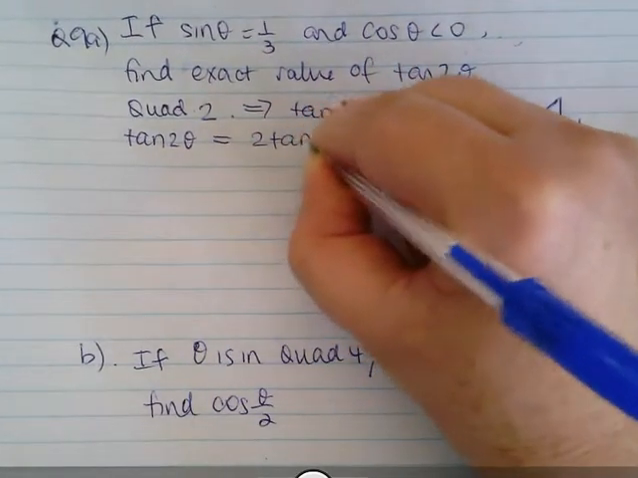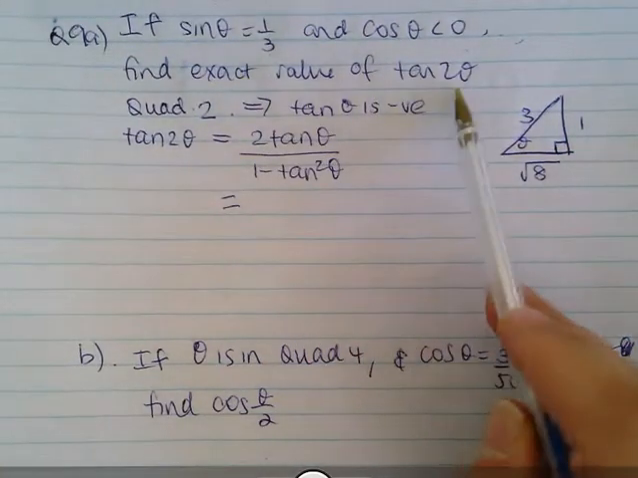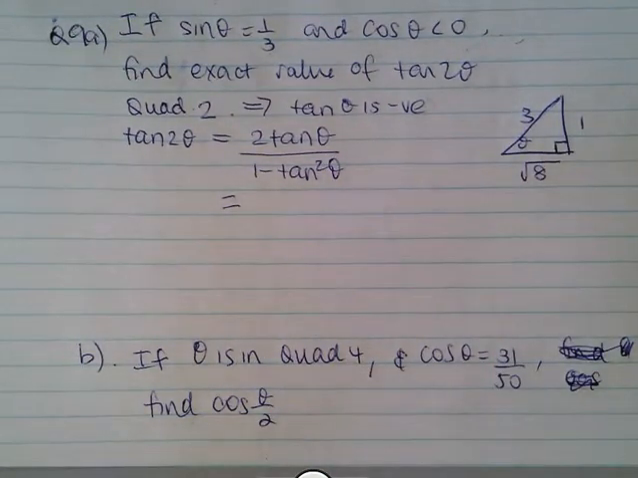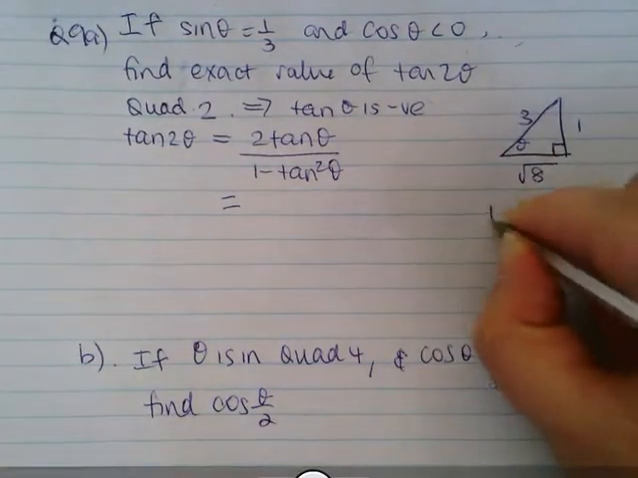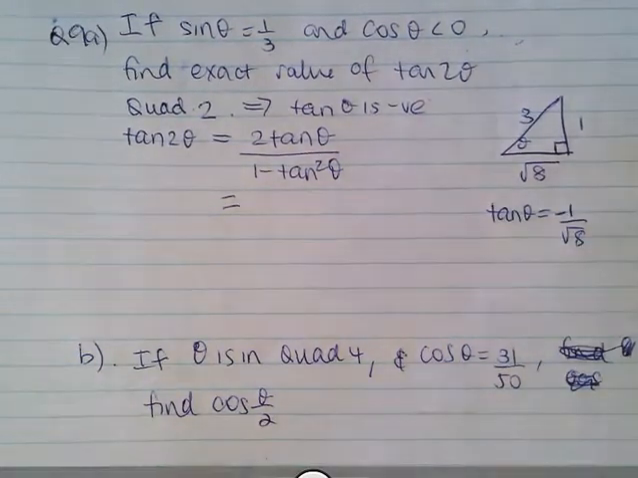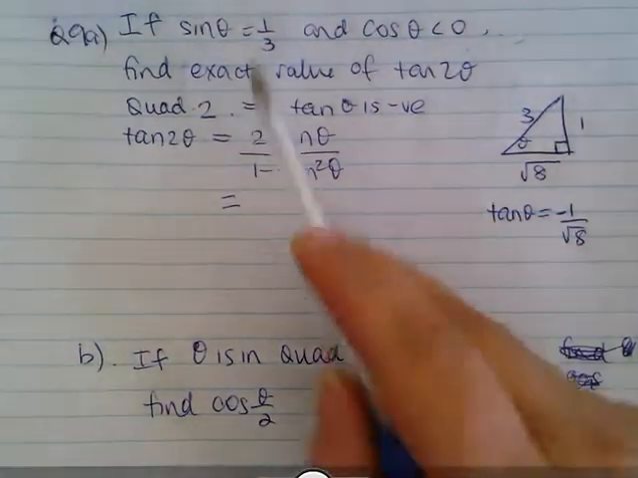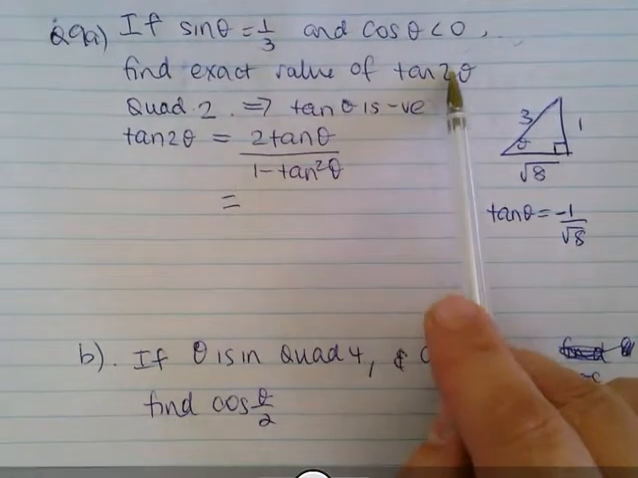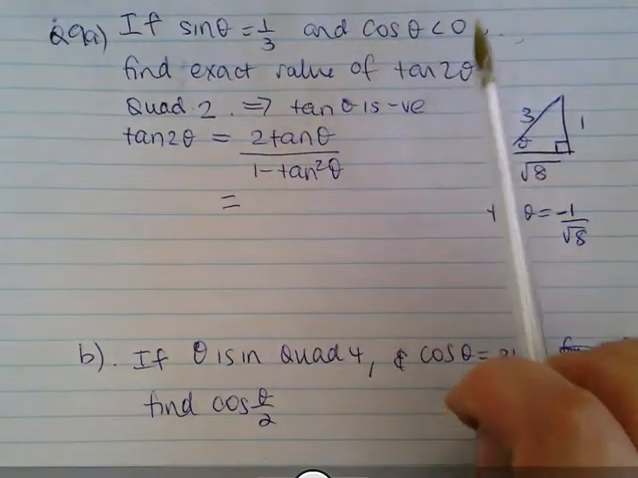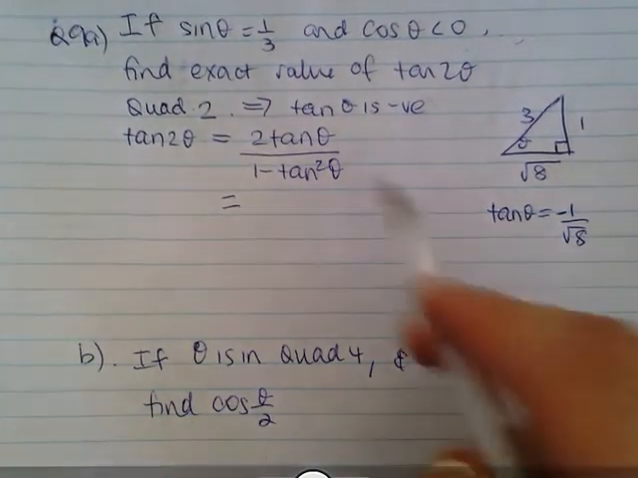So tan of 2 theta is 2 tan theta over 1 minus tan squared theta. They want you to find the exact value of tan 2 theta, and we can, but we have to put negatives. Tan of theta is negative. According to this diagram, tan theta is 1 on root 8, but it's quadrant 2, so we have to go negative. You must do that because otherwise they wouldn't tell you all this stuff about sine theta being positive and cos theta being negative. That's setting the scene for the quadrant. The triangle result will be the same, but you've got to put that tan is negative.